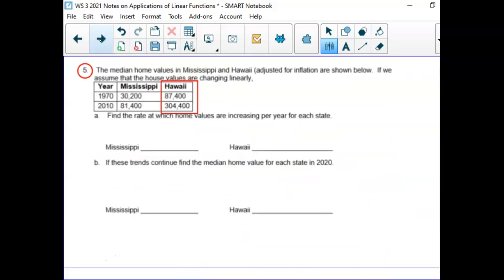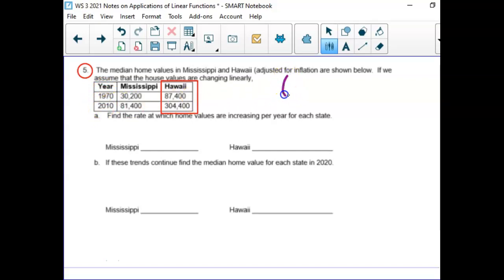All right, number 5 is a cool question. It says, the median home values in Mississippi and Hawaii adjusted for inflation are shown. If we assume that the house values are changing linearly, find the rate of change for each of these 2 states. I'm just gonna do Hawaii to save time, okay? You guys can go back and do the other one. But we need to decide, it doesn't say what to use. Do you wanna use the actual years? Let's just use the actual years this time.